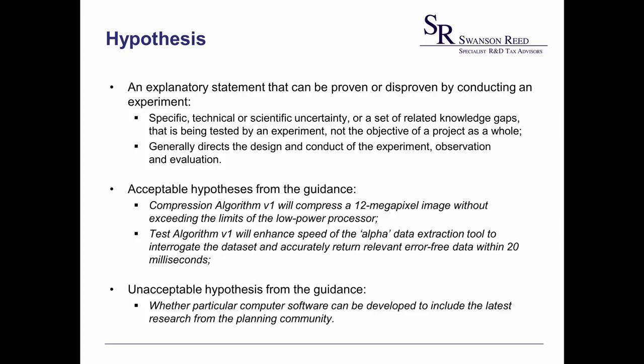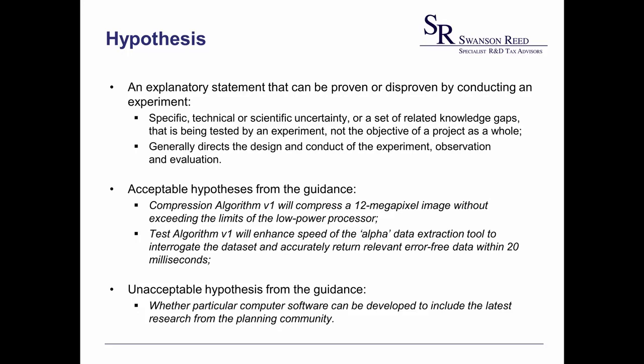First, let's look at the acceptable hypotheses. Compression algorithm version 1 will compress a 12 megapixel image without exceeding the limits of the low power processor. Test algorithm version 1 will enhance speed of the alpha data extraction tool to interrogate the dataset and accurately return relevant, error-free data within 20 milliseconds. These both include specific technical variables and measurable goals that can be used to define the success or failure to prove the hypothesis. It is largely clear what is being developed and what the outcome should be.